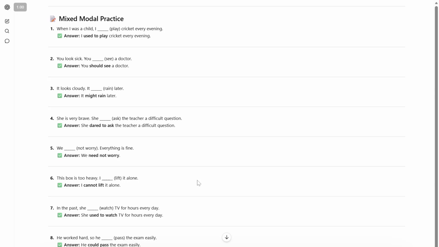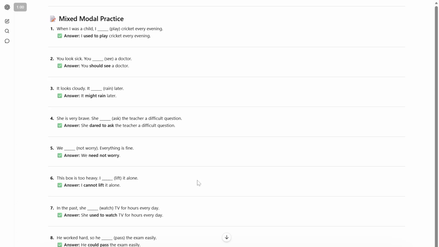Mixed modal practice. 1. When I was a child, I play cricket every evening. Answer: I used to play cricket every evening. 2. You look sick. You see a doctor. Answer: You should see a doctor. 3. It looks cloudy. It rain later. Answer: It might rain later.